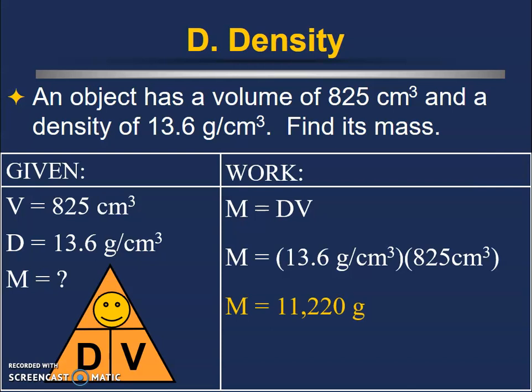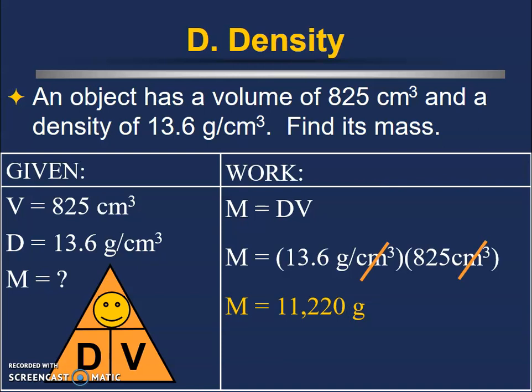Now, we got to keep up with our units. What units should I have? Well, if we look here, remember that this little slash, this means grams is on top and centimeters cubed is on the bottom. Okay, and remember in algebra, when there's something on the top and something on the bottom, they cancel. So those centimeters cubed cancel off, and I'm left with grams.